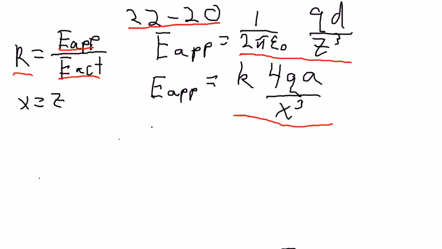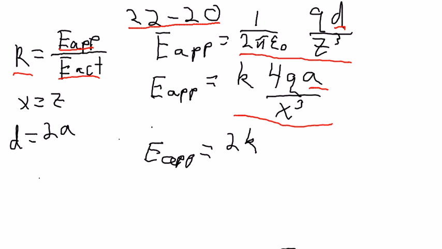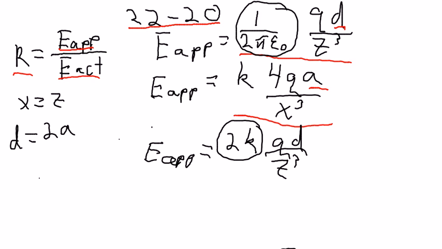The other thing to keep in mind is we defined a as being the distance from the center of the dipole to one of the charges, whereas the book is using the value d, which we mentioned in class as well, which is the dipole separation. From that we can determine that d is just going to be equal to 2 times a. So if we substitute in x and d into our equation here, then we should observe that E approximate is just going to be equal to, pulling out the 2 that's left over, 2k multiplied by q d over z cubed. And 2k is actually equal to 1 over 2 pi epsilon naught, because k is defined as being equal to 1 divided by 4 pi epsilon 0.